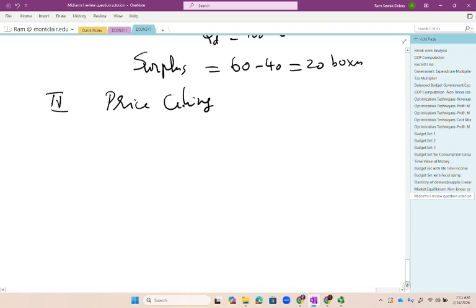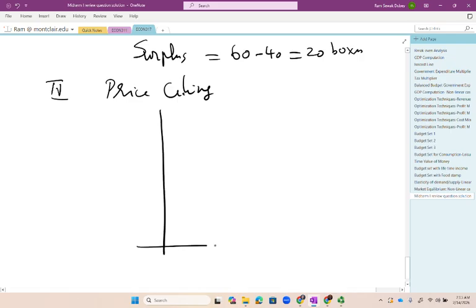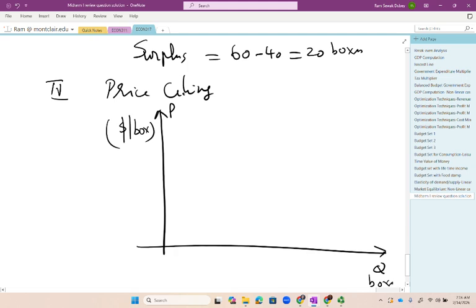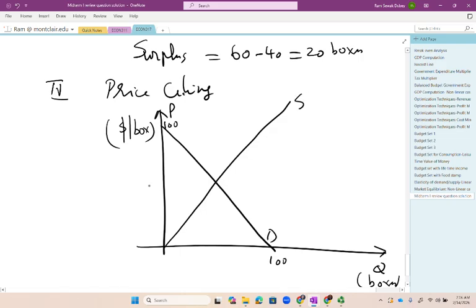And again, first I will show it in a graph. So let me draw quantity on the horizontal, price on the vertical, units is in dollars per box, and quantity is in boxes. The demand 100 and 100. The supply starting from the origin, slope 1. The market equilibrium 50 and 50. And now we have a price ceiling set at 30.